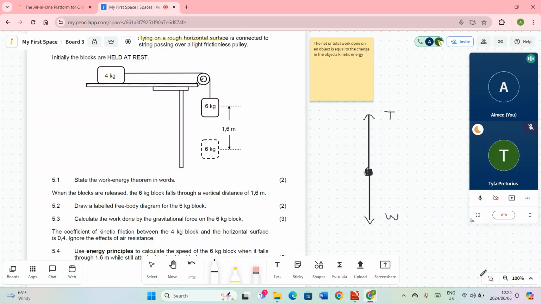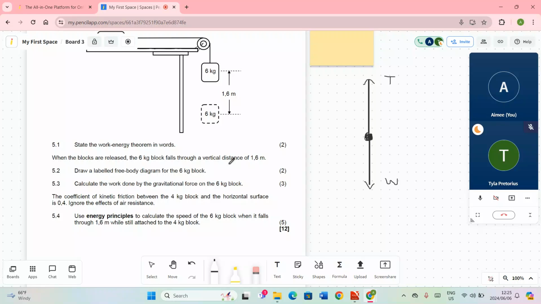Okay? And there's your free body diagram. Why? Because we're doing the 6-kilogram block, and the only forces acting on the 6-kilogram block are tension from the string that it's attached to and weight. Okay? Because weight is pulling it down. 5.3, calculate the work done by the gravitational force on the 6-kilogram block.